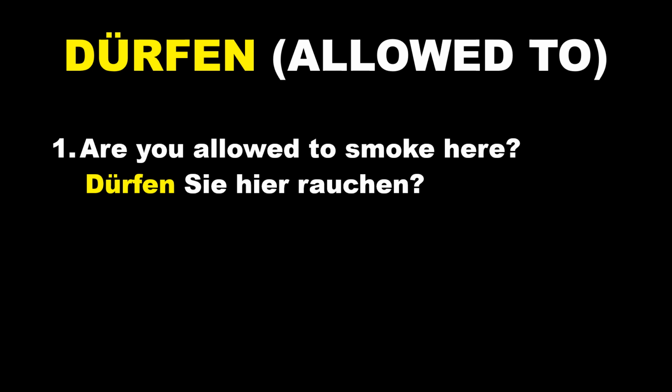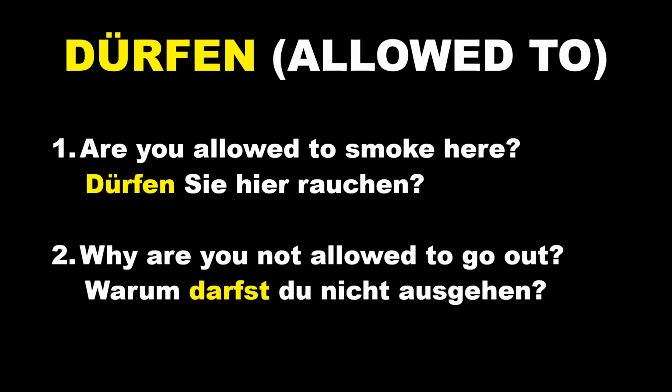Let's take the other example. Why are you not allowed to go out? Again, it's a question. Warum darfst du nicht ausgehen? Ausgehen is a trennbares Verb, but here we have to take it as it is in infinitive form at the end of the sentence, and we will conjugate the verb dürfen according to the du. Darfst, that is why we have taken darfst, du form. Warum darfst du nicht ausgehen? To go out. Let's go ahead.